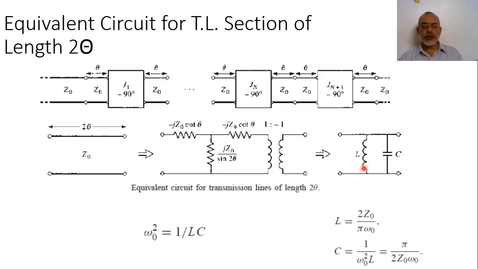where the value of L in this case would be 2 Z naught over pi omega naught, and the value of the equivalent capacitance in this case would be 1 over omega naught squared L, so it would be pi over 2 Z naught omega naught. And the resonant frequency, omega naught squared, would be 1 over LC. So the open circuit transmission line section of length lambda over 2 and characteristic impedance Z0 has an equivalent circuit of a resonant parallel LC circuit with this value of L and this value of C. So each section of 2 theta transmission line Z0 here can be replaced by this parallel LC circuit.